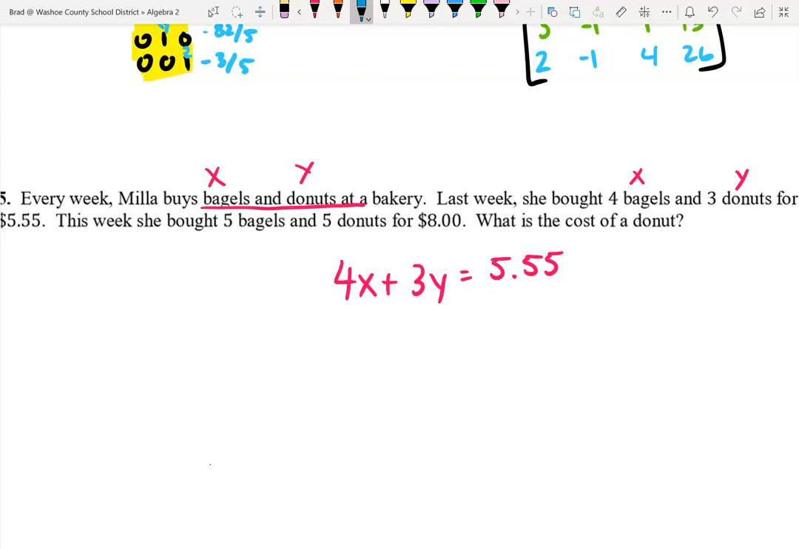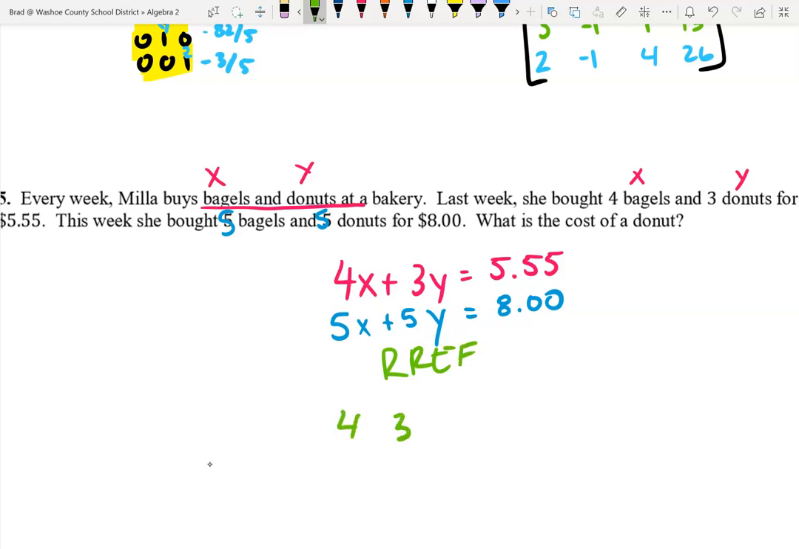And then for the donuts, this is 5, 5. So 5 donuts, 5 bagels is equal to $8. Cool? So you have options, and then this is where you get to pick. Since I'm doing the video here, I'm all about the RREF. One matrix makes it easier. So 4, 3, 5.55, 5, 5, $8. So this is my matrix right here.